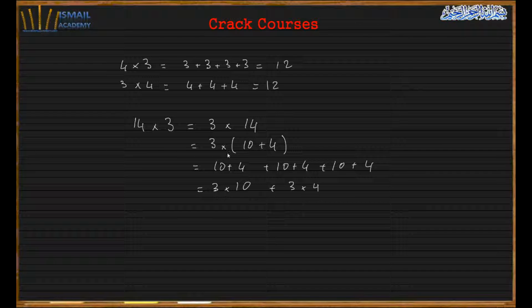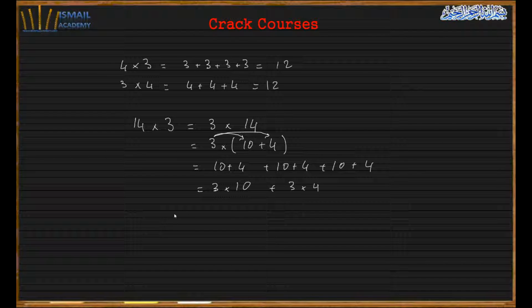As you see here, instead of going through these steps, what do I need to do here? You see, I just need to multiply 3 by 10 and 3 by 4. So if I have a number here and we have a sum, I just multiply that number with each term of the sum. And this concept is called distributive property. So this is exactly what distributive property is.